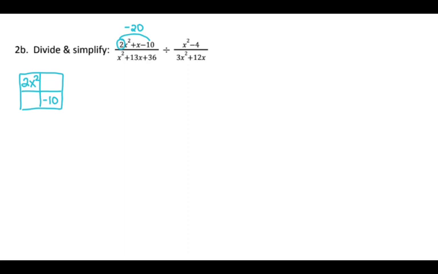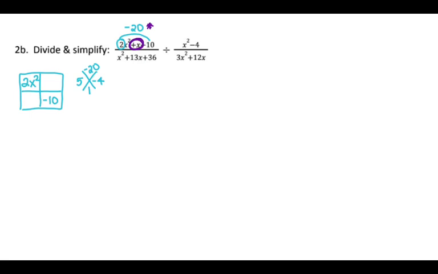Now what I am trying to do, and I'm going to do the box diamond method just to organize my thoughts, is find two numbers that multiply to negative 20 and add to positive 1. But hey, where did that positive 1 come from? It's right here. So I have plus 1x in the middle. So I'm trying to find two numbers that multiply to negative 20 and add to positive 1. Those two numbers are 5 and negative 4.